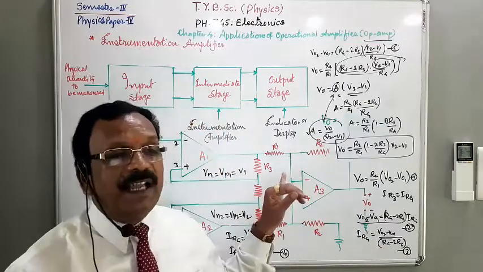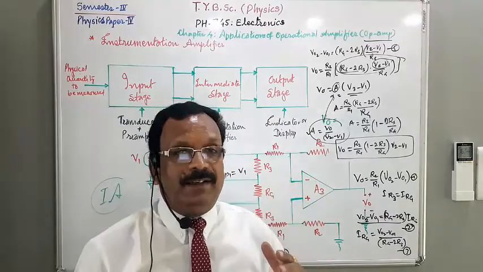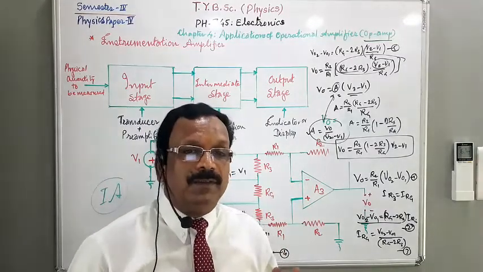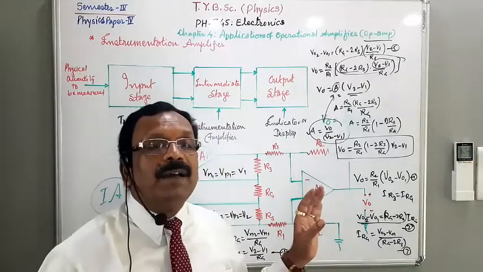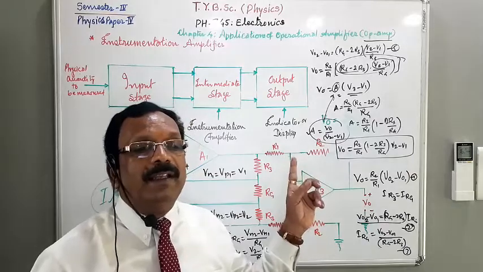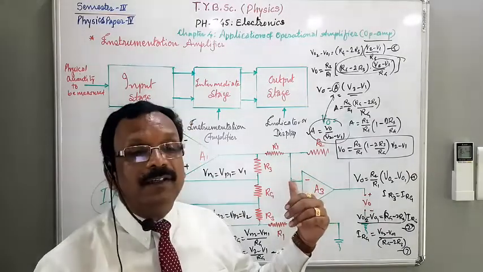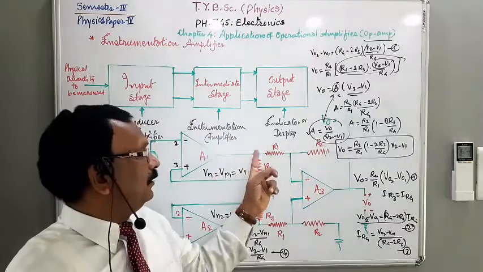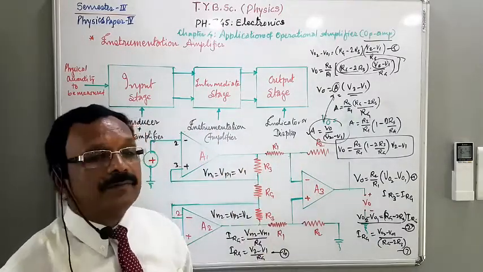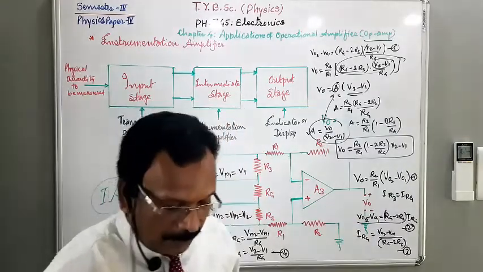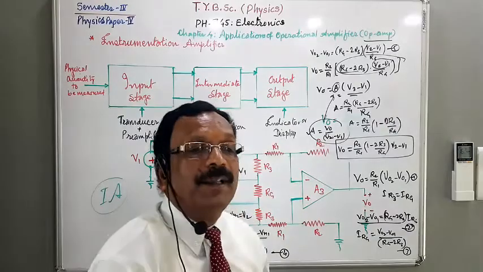The input impedance of such an amplifier is extremely high and the output impedance is quite low. The CMRR, common mode rejection ratio, can be made quite high by properly trimming one of the resistors of the second stage. In this way, we studied the instrumentation amplifier.